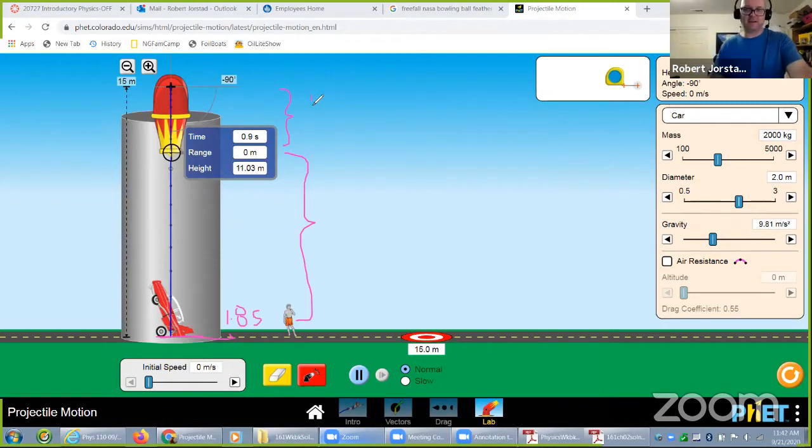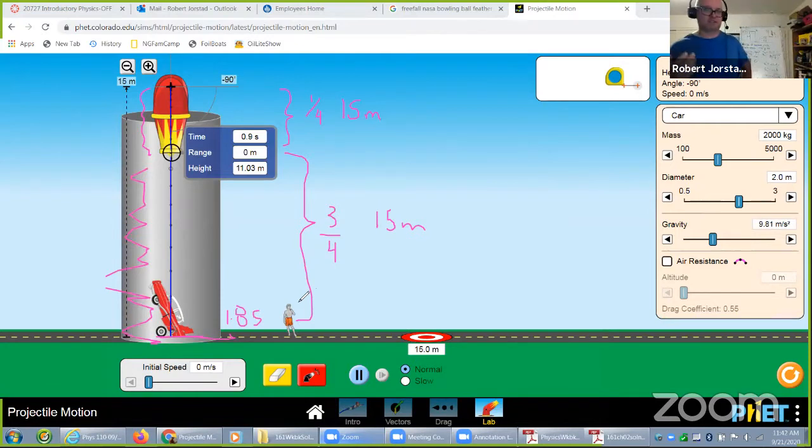And it turns out, if you do the math, which I told you to do, of that 15 meters, you only fall 1/4 of it during that first 0.9 seconds. And it turns out 3/4 of it happens after that. And you could think about this. Your average speed for the first part is really slow, so you take more time when you're moving slow. And then down here, you're moving really fast, so you could actually cover more distance in the same amount of time. You've already sped up some.